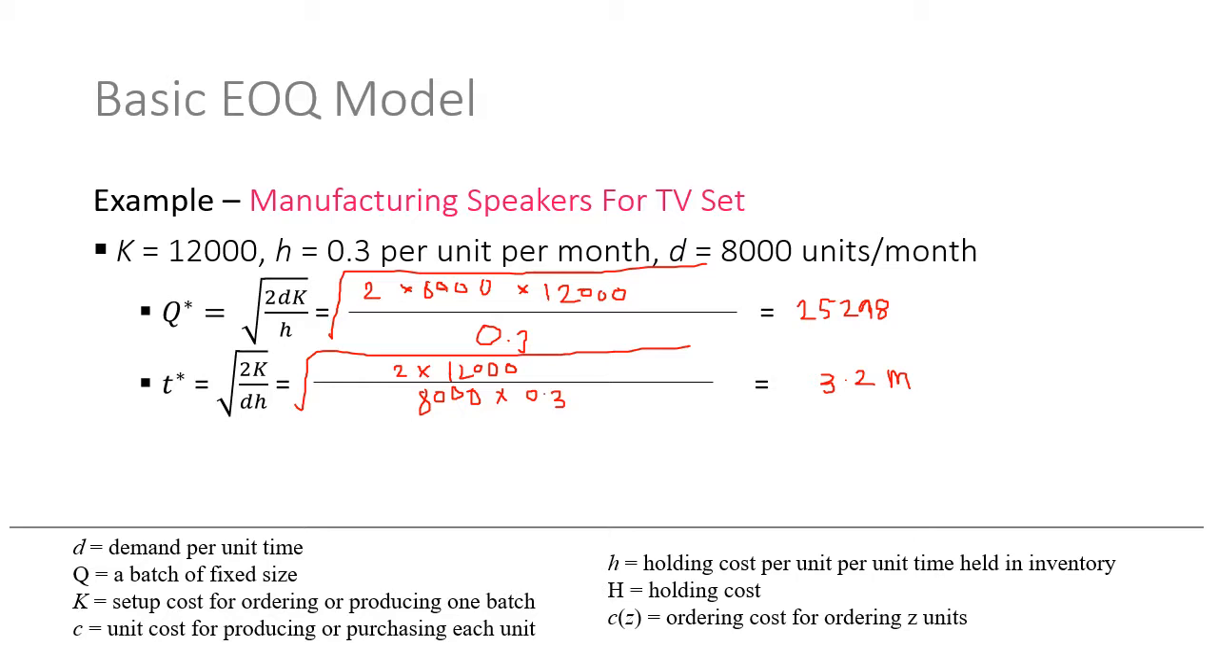So this is the inventory policy as given by the mathematical model that we developed, and this inventory policy advises the manufacturer to produce 25,298 speakers in a setup, and the manufacturer should produce 25,298 speakers every 3.2 months. So this inventory policy will result in minimum total cost.